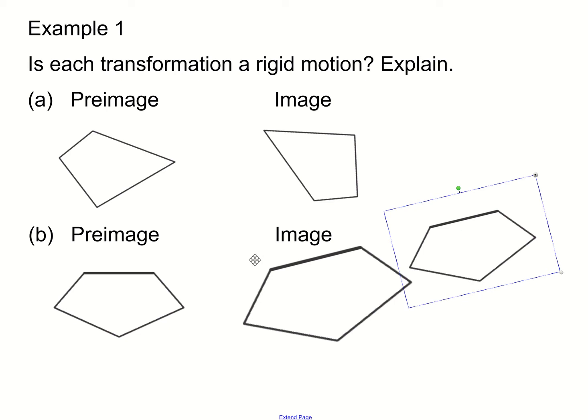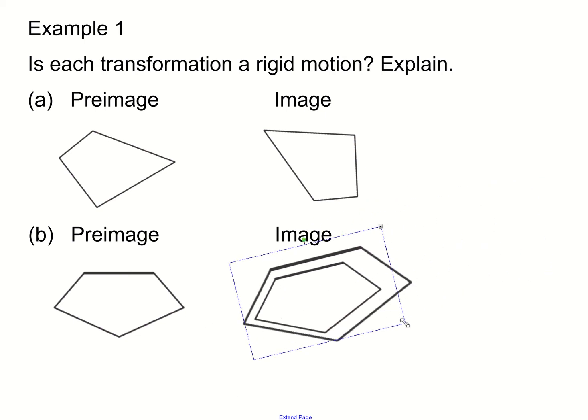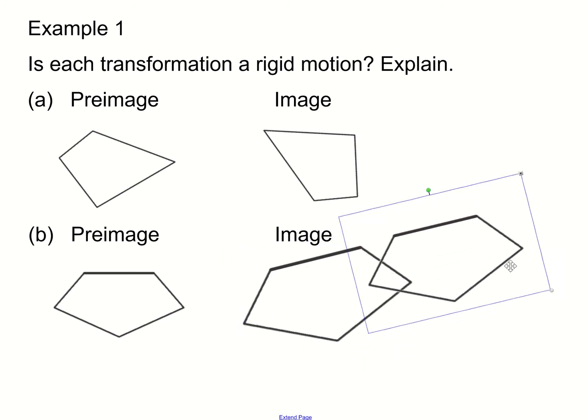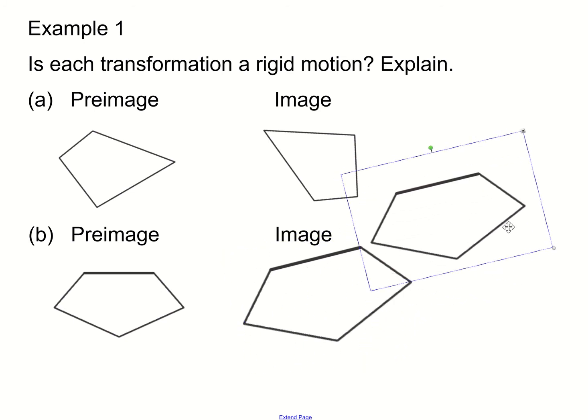And because there's no overlap and because they're not the same length, we can confidently say that this transformation is not a rigid motion. Because I would have to take this and stretch it out in order to get the same figure, and I don't want to stretch it out. So stretching out and changing the length of the pre-image is not a rigid motion.